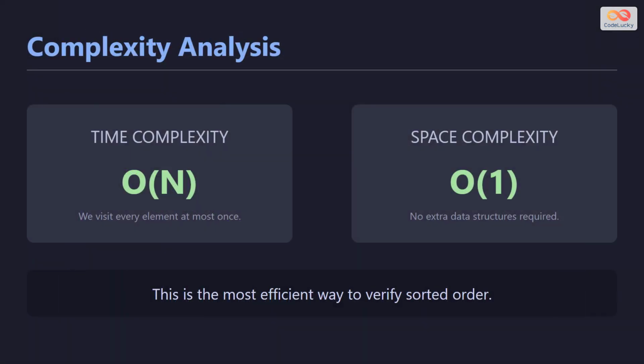Finally, let's analyze the performance. The time complexity is O(n) because in the worst case, we traverse the entire array once. The space complexity is O(1) because we are only using a few variables for iteration and comparisons without allocating any extra data structures.